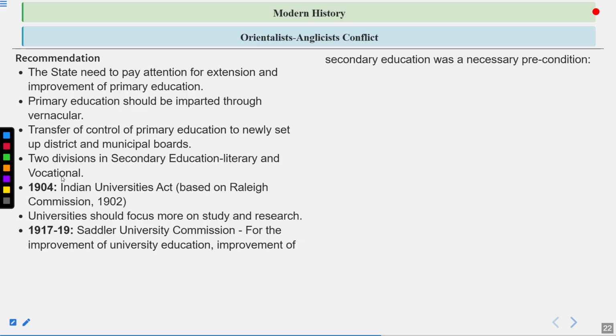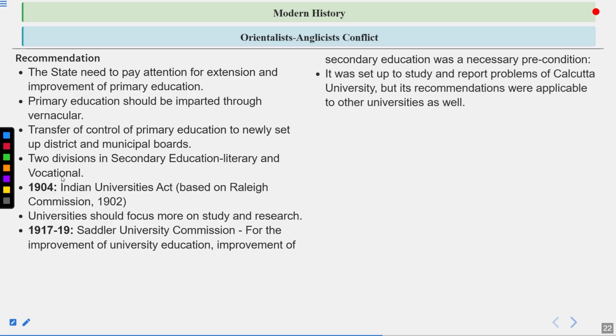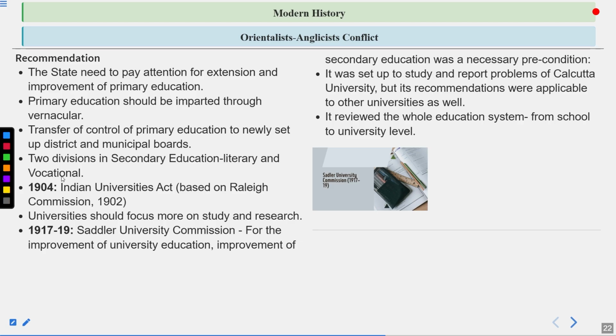And Sadler University Commission was there to introduce some improvements in the secondary education and was a necessary precondition so that the further education could be given in a better way. It was set up to study and report problems of Calcutta University, but its recommendations were applicable to other universities as well. It reviewed the whole education system from school to university level. So that was the Sadler University Commission, and do remember it was introduced in 1917-1919. Before that, Indian Universities Act came in 1904, and Hunter Commission basically also recommended some things related to the education system.